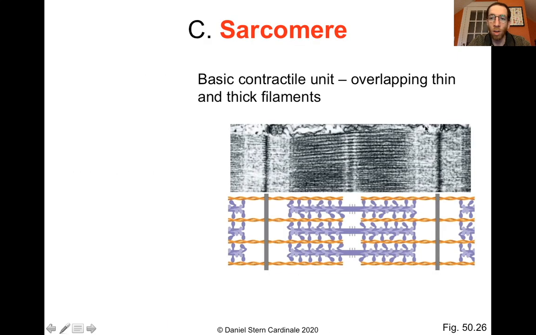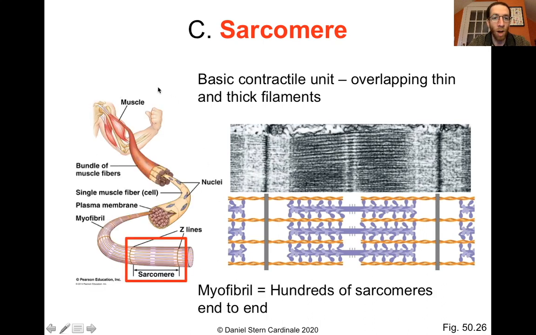This organizational unit within the myofibril is called the sarcomere. It's the basic contractile unit of skeletal muscle. It consists of overlapping regions of thin and thick filaments, and this is what is actually able to contract when a muscle contracts. In this figure, we can see the hierarchical organization of the muscle.